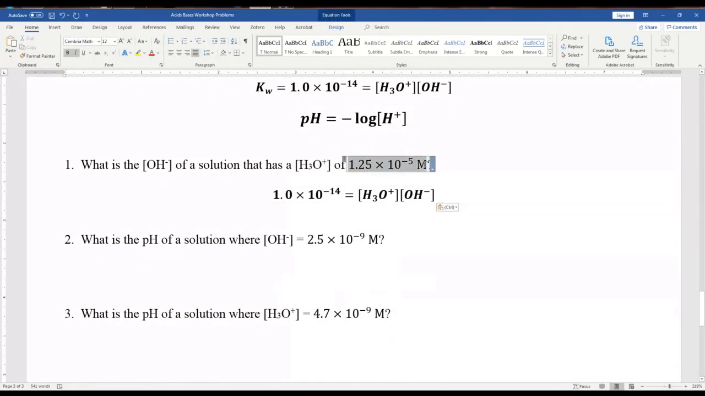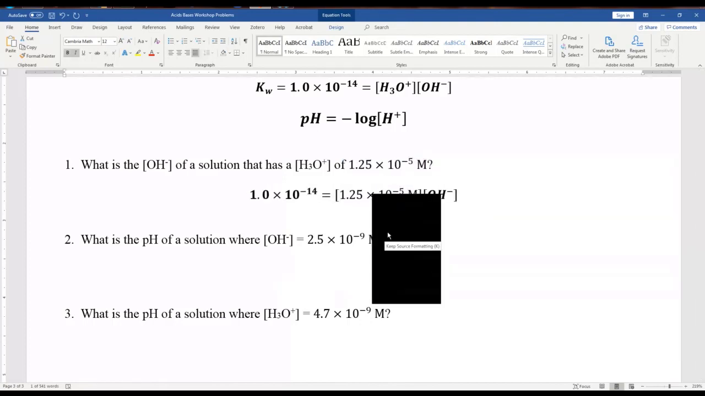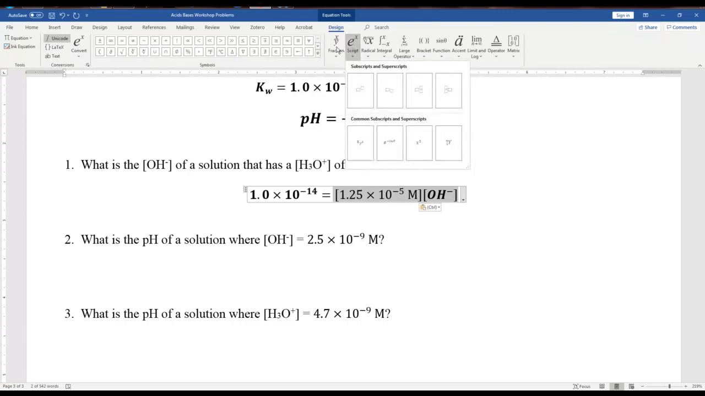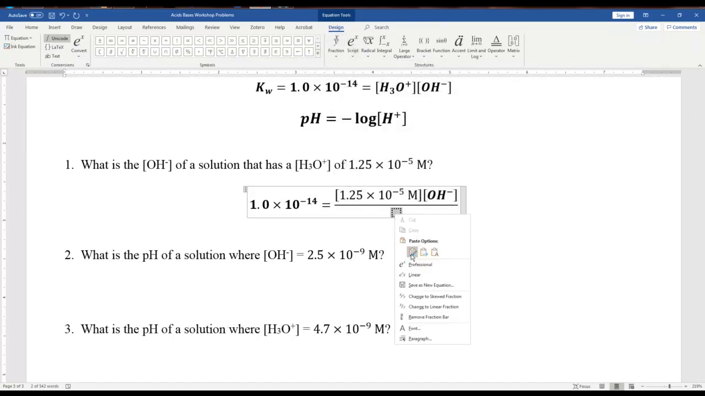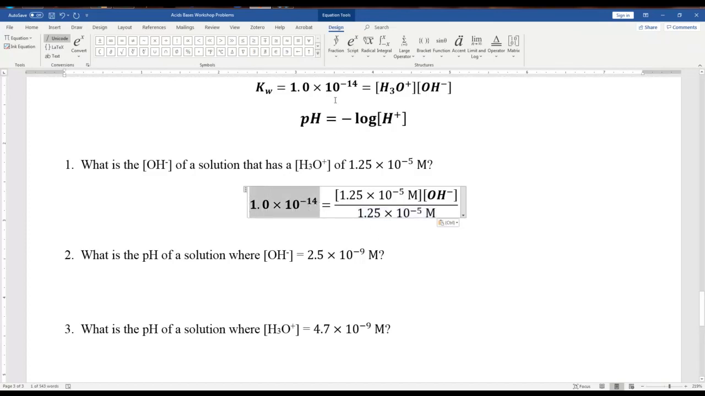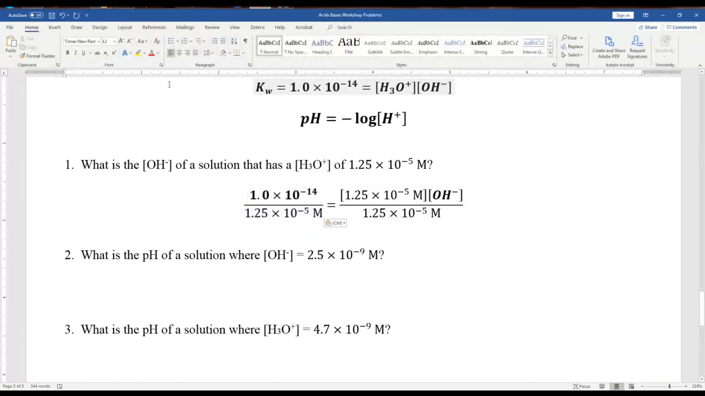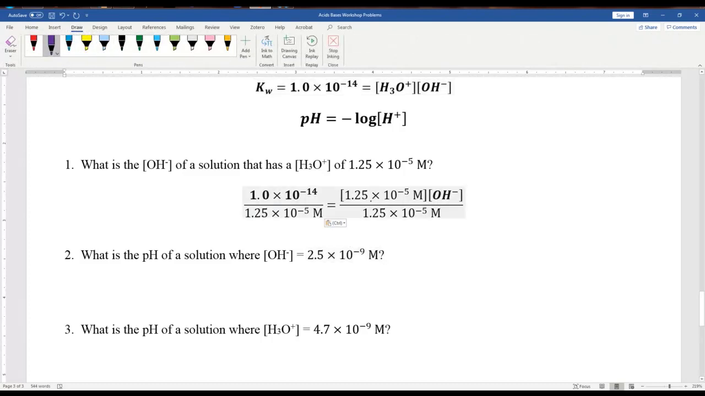It gives me my H3O plus concentration, 1.25 times 10 to the negative fifth, so I'll substitute that in for the H3O plus. Then all I have to do is solve for the OH minus. I can divide both sides by 1.25 times 10 to the negative fifth, but if I do it on that side, I have to do it on this side as well. This will cause the H3O plus to cancel out. Then if I calculate that, what do I get for my answer?